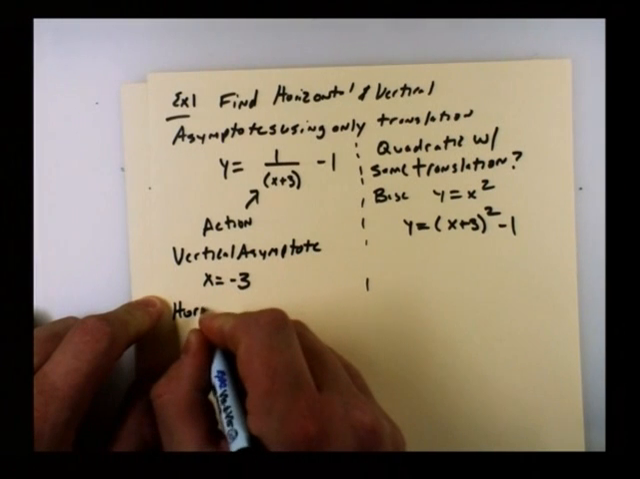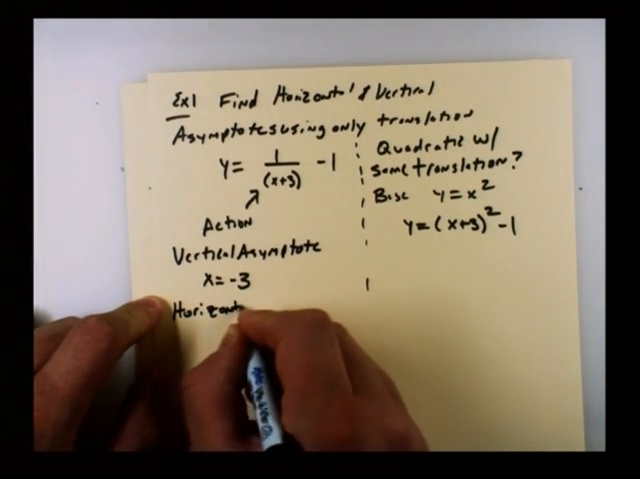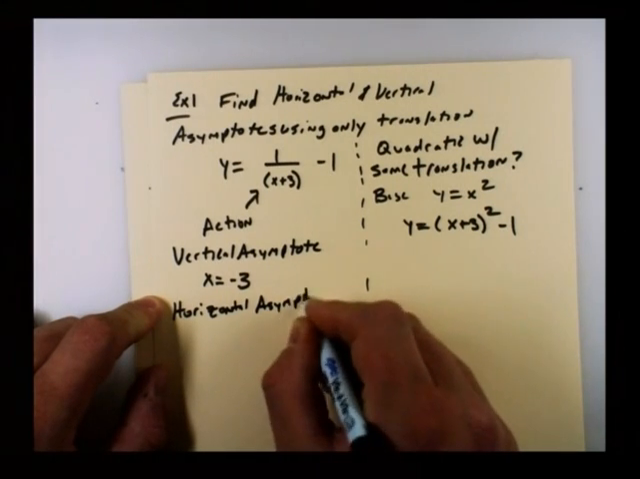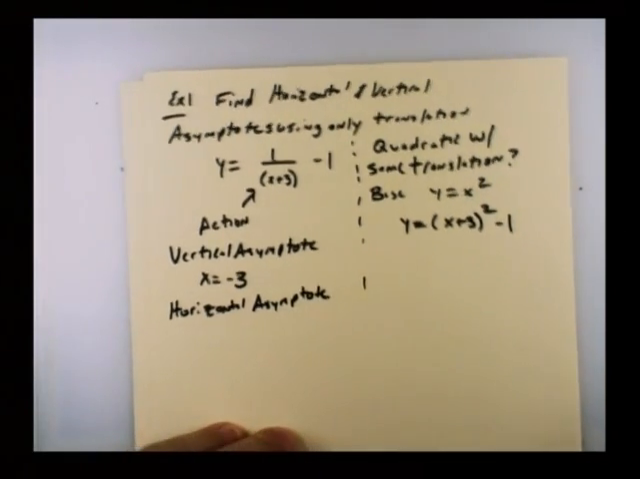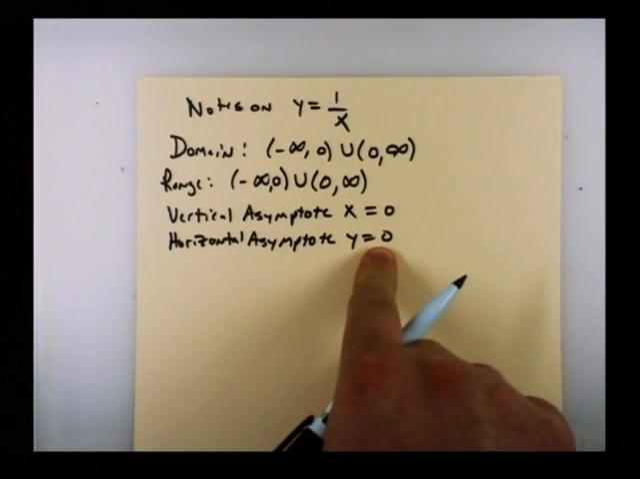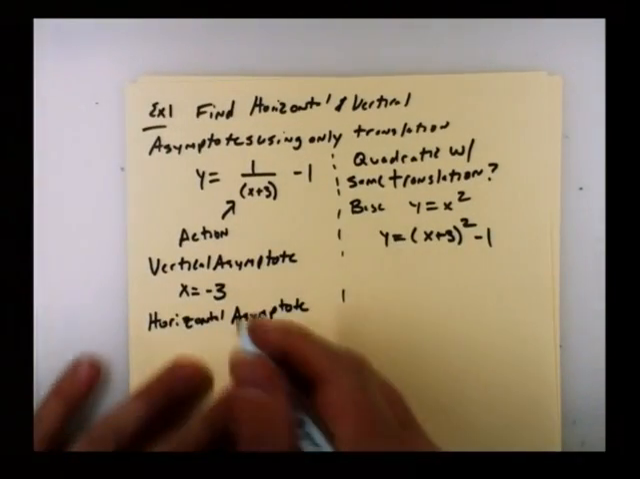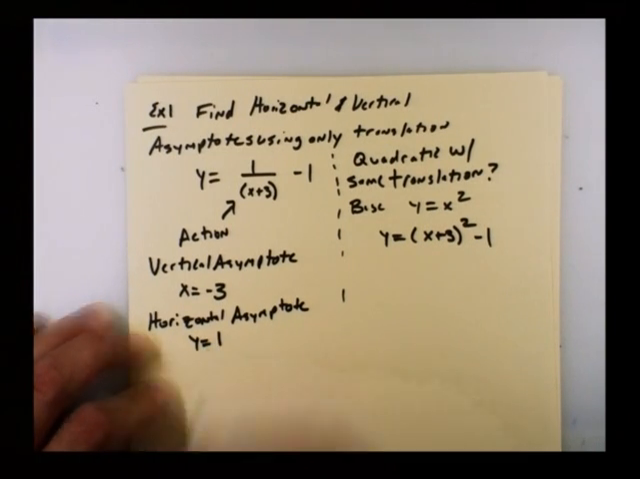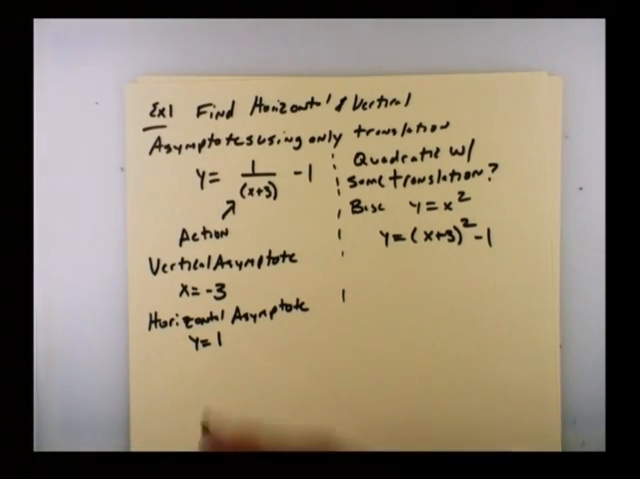A horizontal asymptote, we started at y equals 0. We moved everything 1 down, so our horizontal asymptote, will it be a positive 1 or negative 1? And yes, a negative 1.